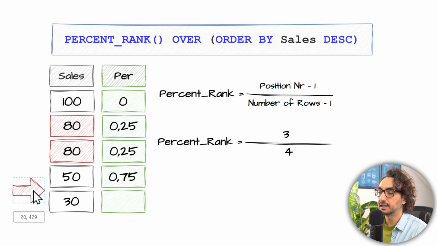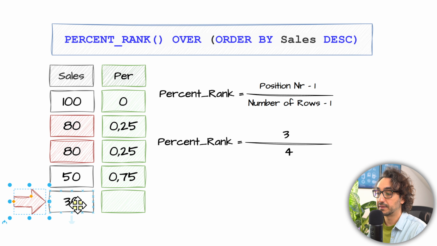And now moving to the last value over here, it's going to be easy. So what is the position number of the 30? It is 5. 5 subtracted by 1, it's going to be 4. And we're going to have 4 here as well for the total number of rows subtracted by 1. So if you divide 4 by 4, you will get 1.